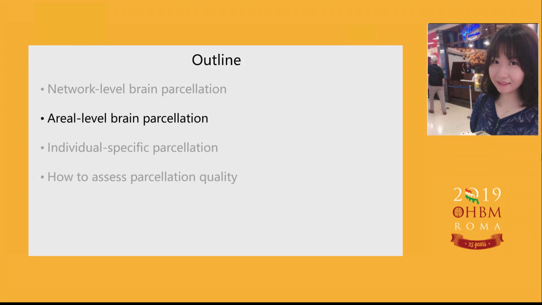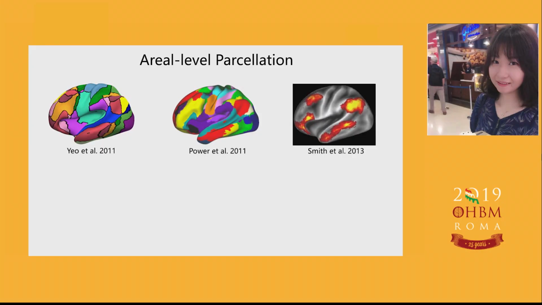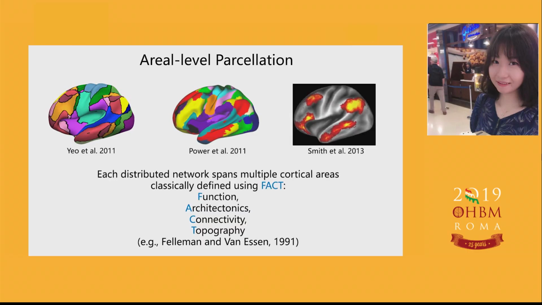I will now move to the area level parcellation. I have just shown you the network level parcellation, with a few examples of approaches, including both soft and hard parcellation. However, as we know from systems neuroscience, the cerebral cortex is roughly composed of 300 to 400 cortical areas. Therefore, each of these large-scale networks likely contains multiple cortical areas. Each area has its own distinct function, architectonics, connectivity, and topography.